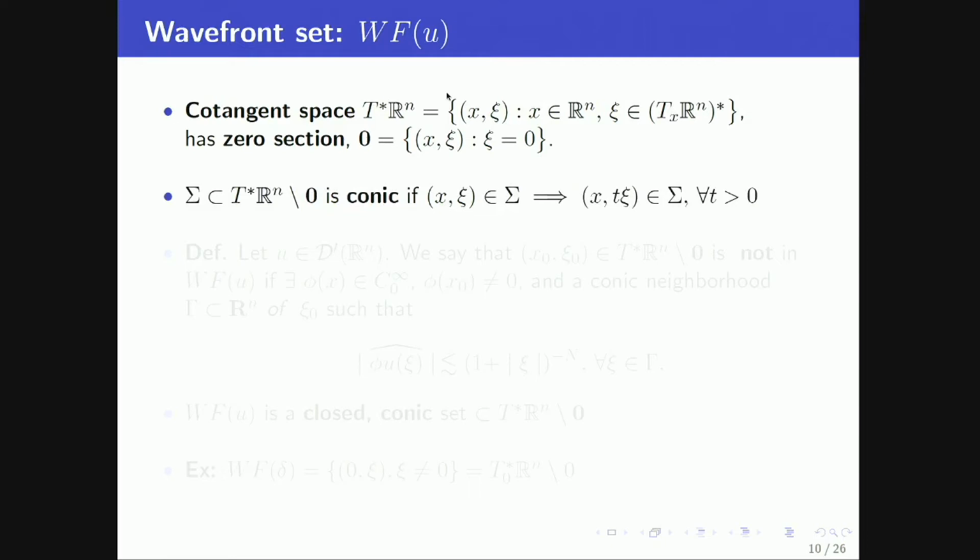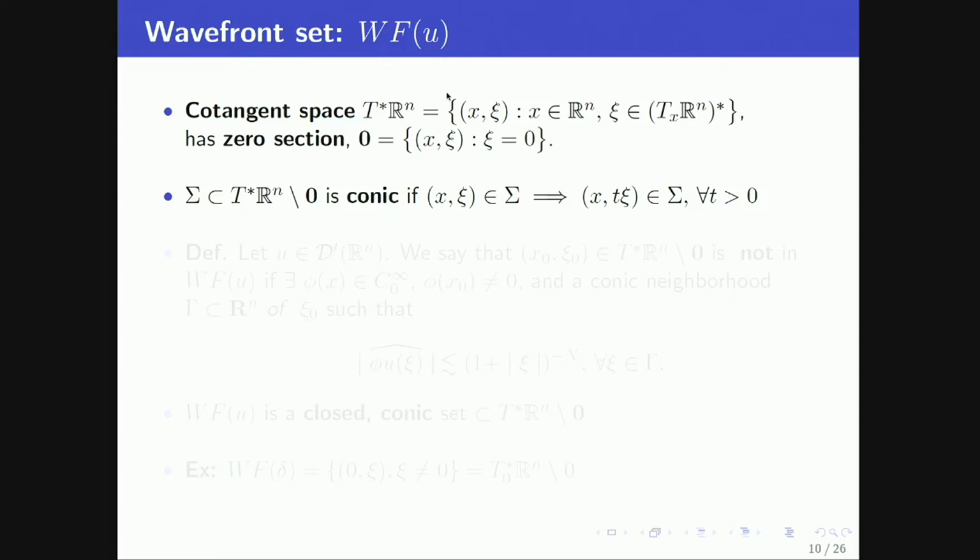So a subset sigma of T star of Rn minus the zero section is said to be conic if whenever you have a point in sigma and then you dilate the cotangent variable by a positive constant, it's still in sigma. So in other words, sigma is a union of rays in each of the cotangent spaces.